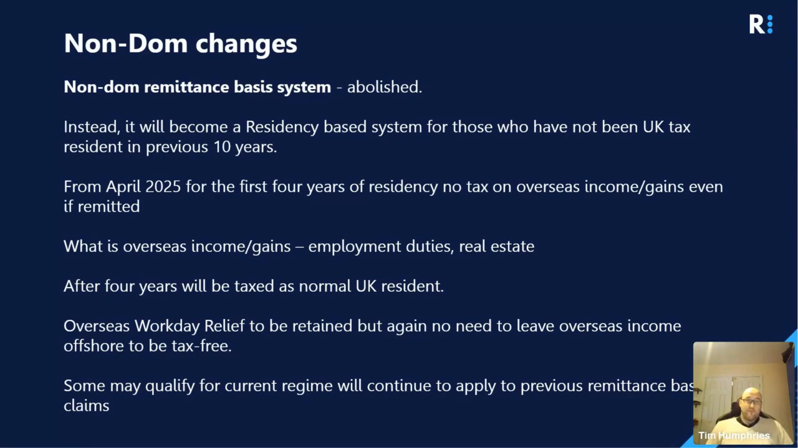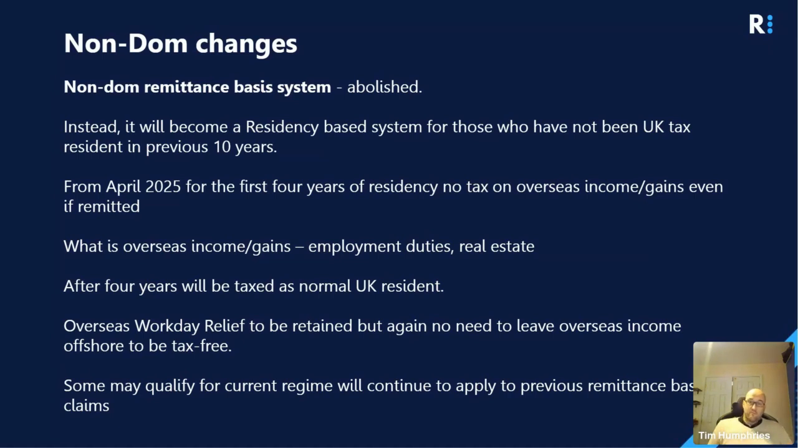So you might, for example, have someone who's been here since the last tax year, 23-24. Therefore 23-24 and 24-25 they'll be under the current remittance basis regime. 25-26 and 26-27 they'll be under the new remittance basis regime. Now, with the change in the basis, anything that you've claimed the remittance basis on before the 5th of April 2025 will still be under the old regime, meaning if you remit that income, you will be taxed on it.